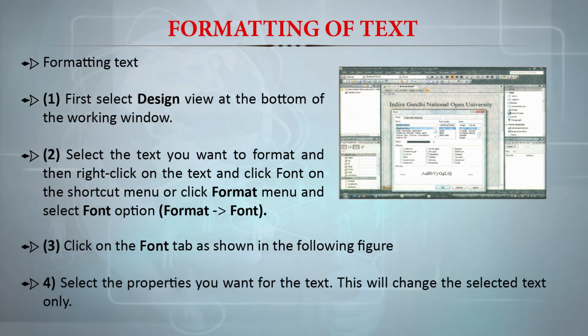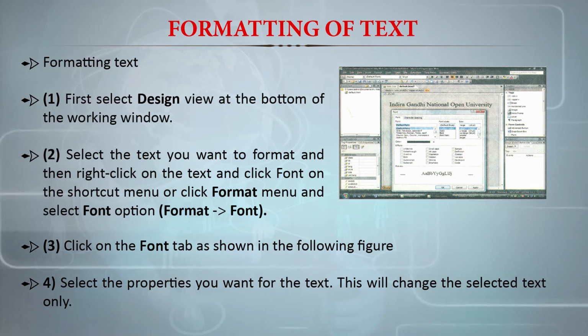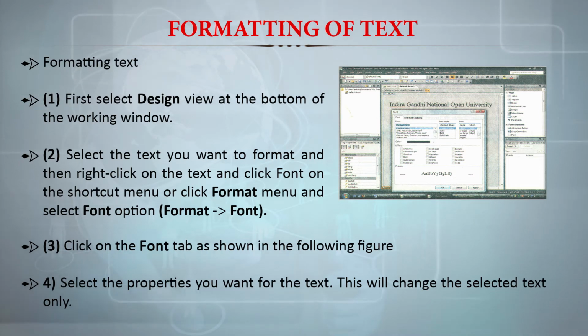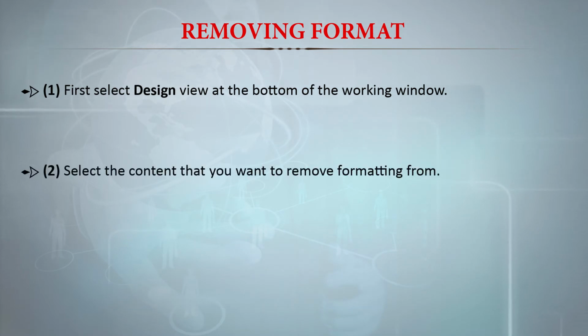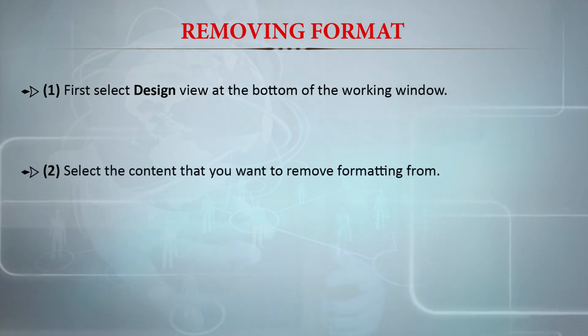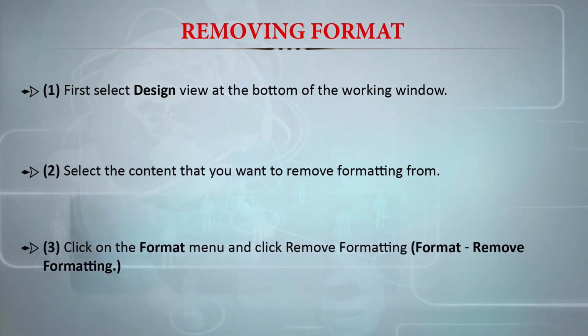The text in the index page of the website uses different size, color and style. Create these text items and set the formatting of these different text items by selecting them and setting the properties as given in the image. So how to remove the format? For that also, first we have to select the design view at the bottom of the working window, select the content that we want to remove the formatting from, then click on the format menu and click remove formatting.